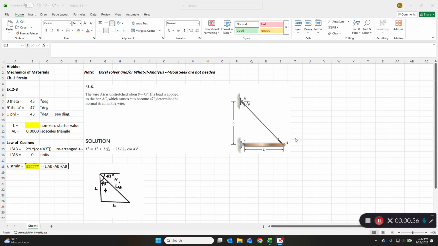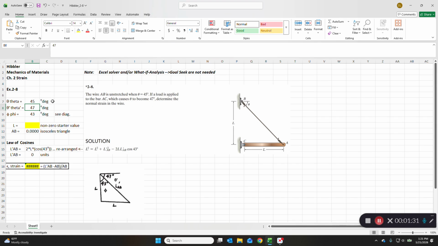So if you look at the problem, you can see that this is a triangle where we have side L, and the hypotenuse must be square root of 2L from trig, and we can look at complementary angles and work this problem out. So for this problem, we need to use the law of cosines. So we're going to set up an Excel sheet where we first enter theta, the given angle of 45 degrees, and then the theta prime, which we're calling 47 degrees based on the problem information.